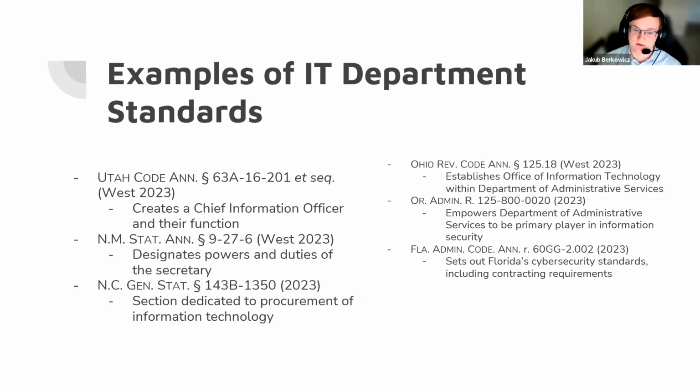Ohio has the Office of Information Technology within its Department of Administrative Services, similar to Connecticut, and they have similar powers. Oregon actually empowers the Department of Administrative Services to be the IT security professionals. It doesn't create its own separate agency. It just says the Department of Administrative Services is now in charge of IT, and they can appoint a CIO within their own organization instead of creating a separate hierarchy.